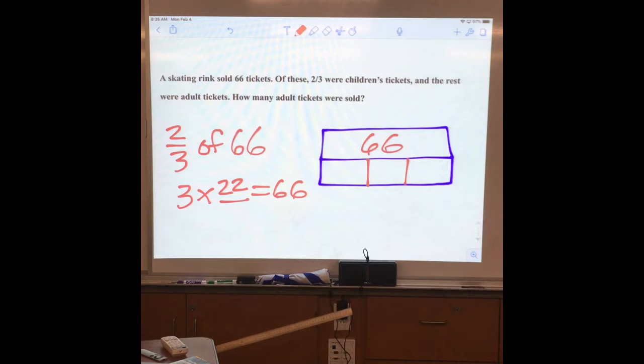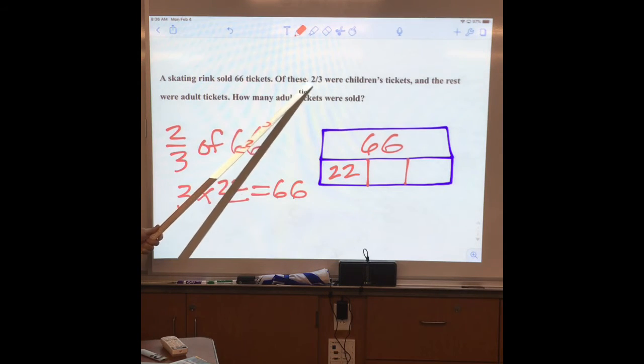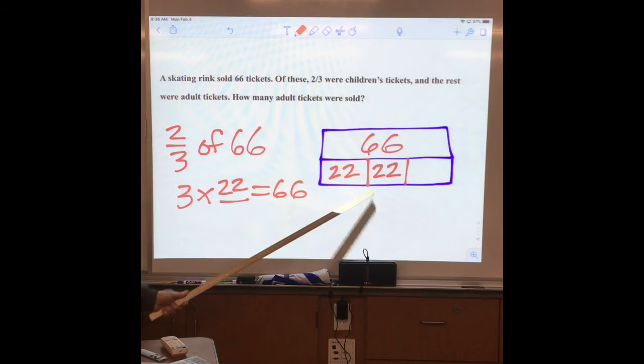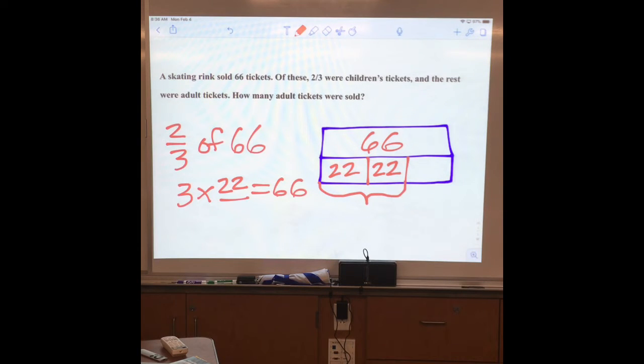Well, let's check it out. I'll put it up here and go, okay, 22 times 3. 3 times 2 is 6, 3 times 2 is 6. 66 is what we needed, so we did it right. Just double checking that, making sure. Okay, so there's 22. How many were sold to children? Well, 2/3 of them were sold to children, right? I'm going to leave the children's tickets in red, okay? So 44 tickets were sold to kids.